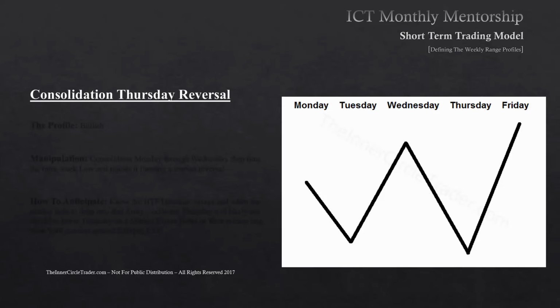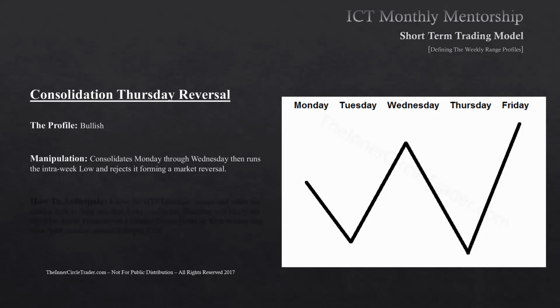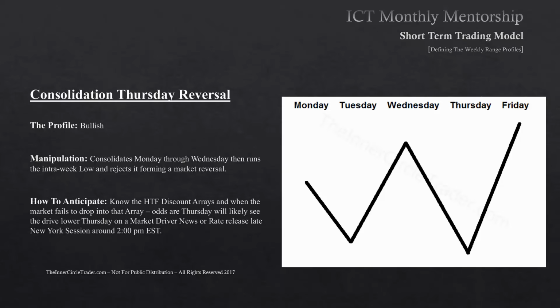Okay, the next one we have is consolidation Thursday reversal. This is a generally bullish market condition. So what you're looking for in manipulation is consolidation Monday through Wednesday. Then price runs the intra-week low and rejects it, forming a market reversal. The key is it's consolidating. It's not really going higher or lower Monday through Wednesday.